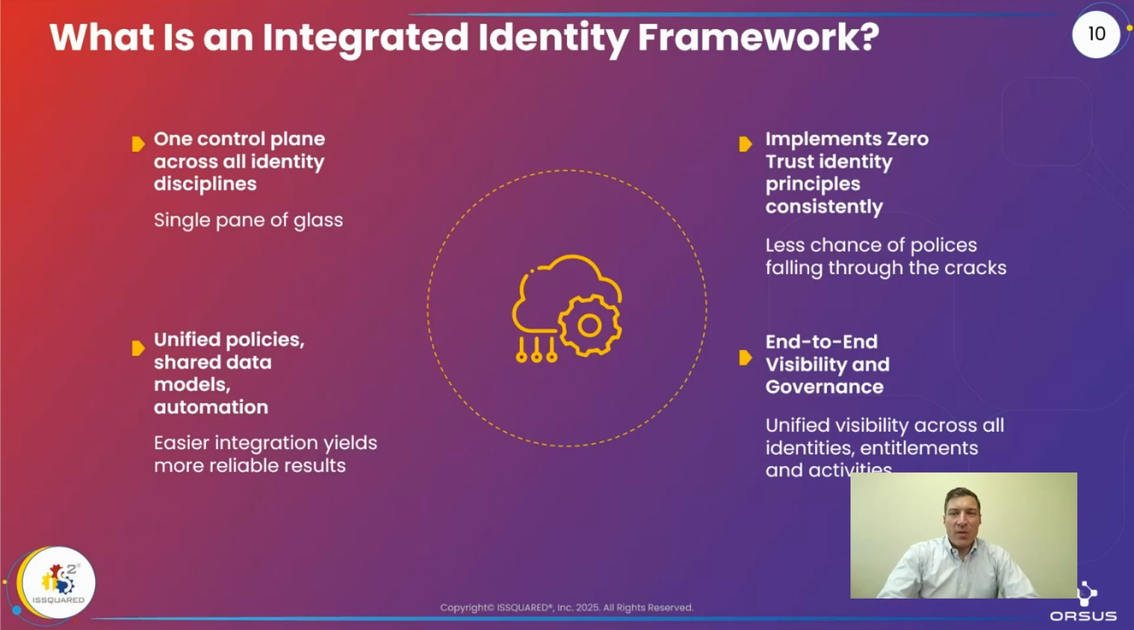We have this idea of implementing zero trust identity principles consistently, and the consistency is the important part, yielding less chance of policies falling through the cracks. We have end-to-end visibility and governance in an integrated identity framework, where unified visibility across all identities, entitlements, and activities can yield better results for our users in the field.